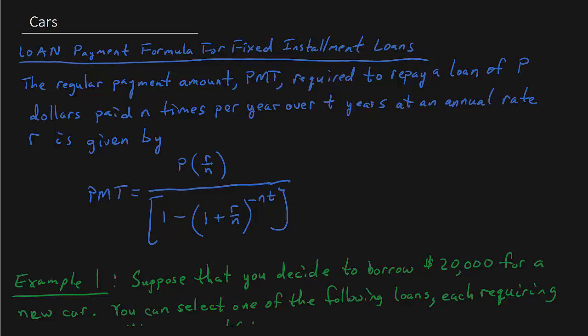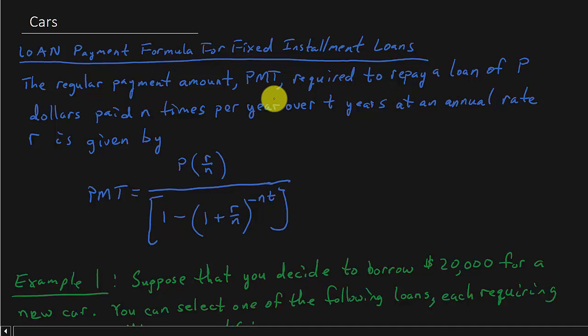Alright, so we've got the loan payment formula for fixed installment loans. That's just the amount of money you're going to pay every month or every week or whatever. Typically, when you buy a car, you've got monthly payments. So the loan payment formula for fixed installment loans is this right here.